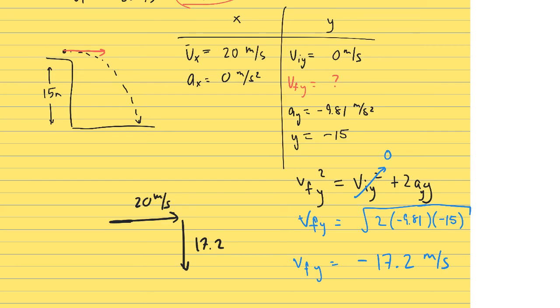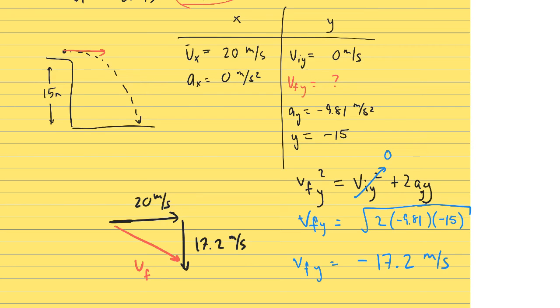The overall velocity is the vector from start to finish. That's what we're trying to figure out right there. Our goal is to find VF in red. Again, I know 17.2 said it was negative, so it just means it's going down. So my vector at the end is going to be down and to the right.